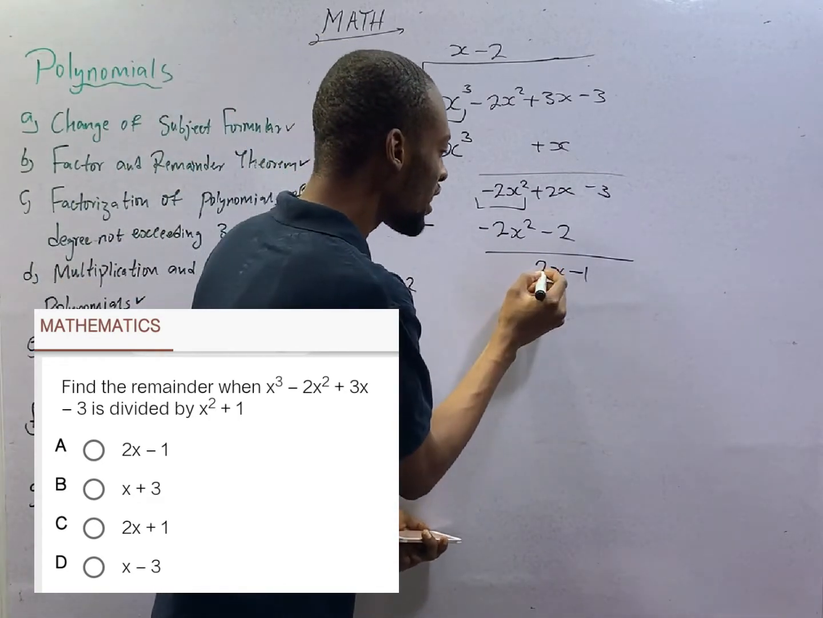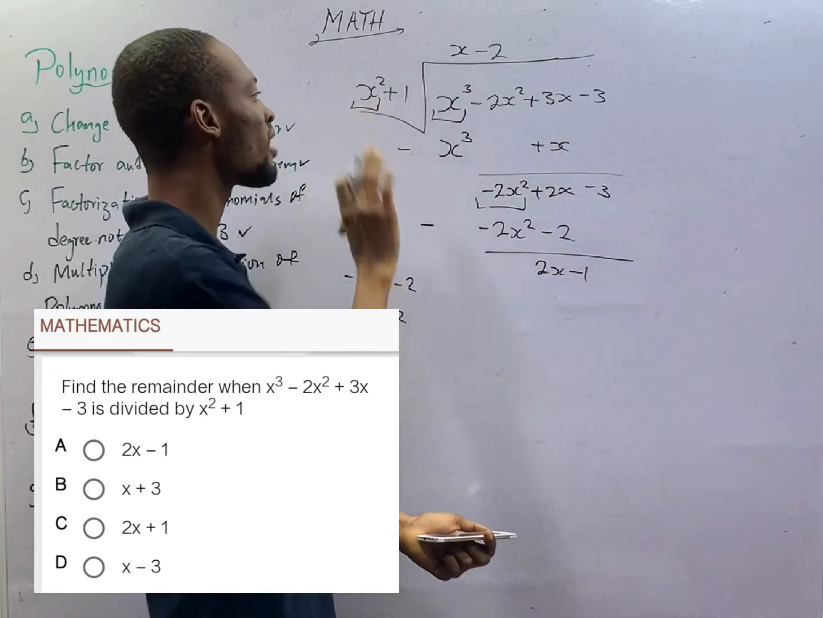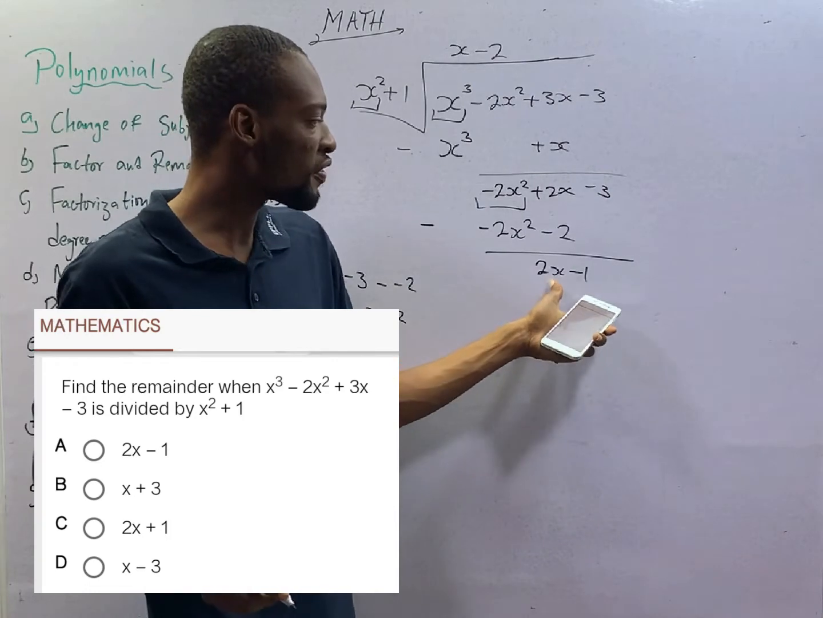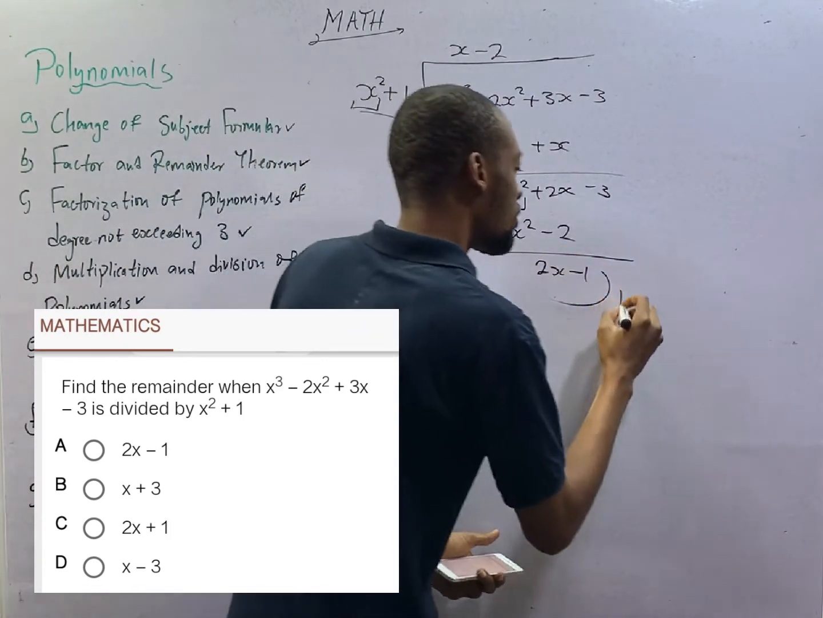Now what do we have? We have a remainder that the degree is lower than the degree in divisor. Anytime you arrive at a point where the degree of your answer is lower than the degree of your divisor, here will be your remainder.